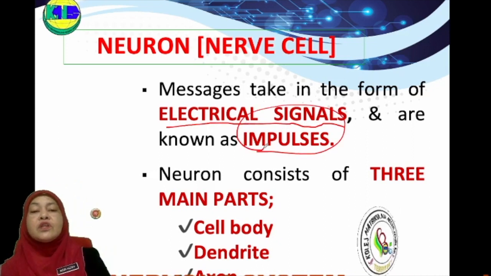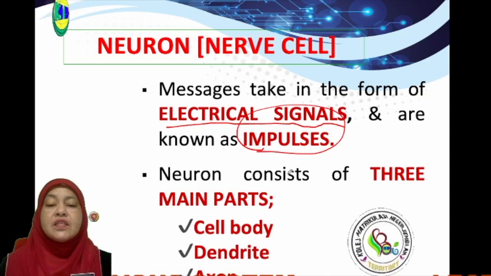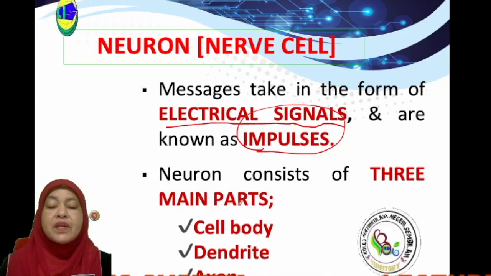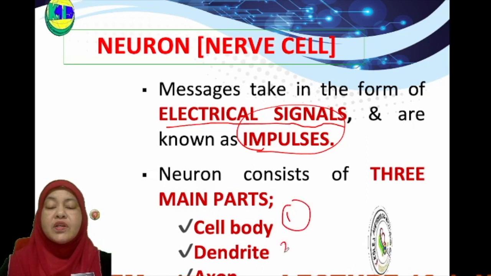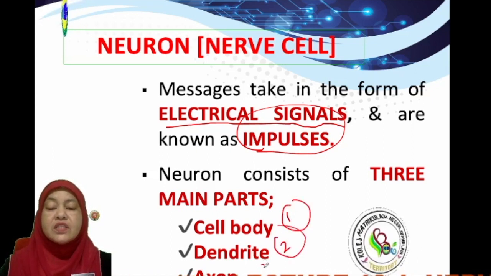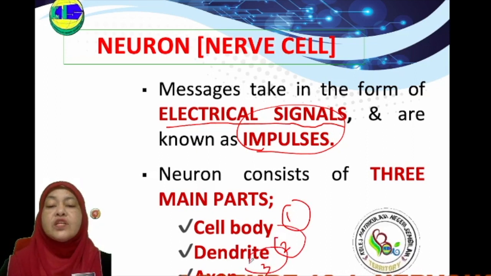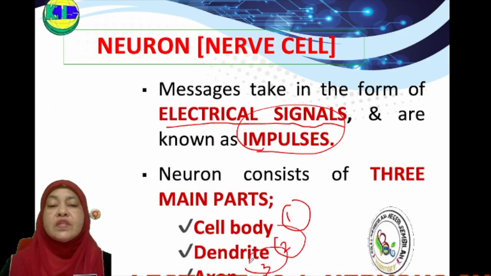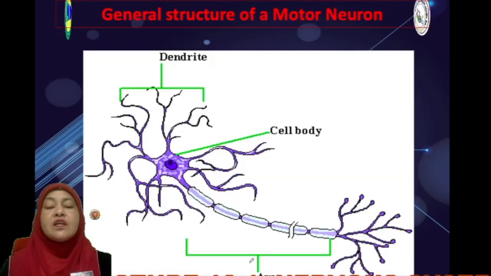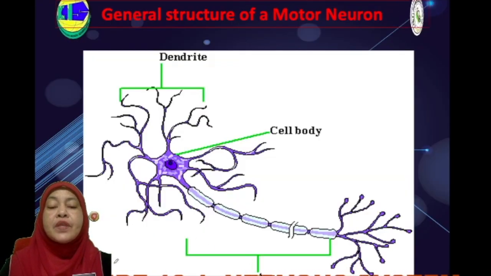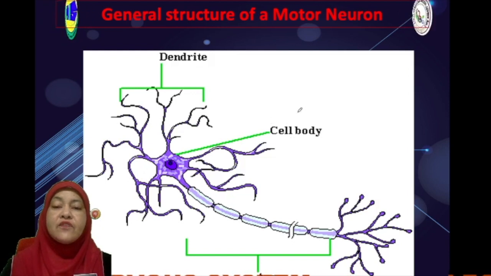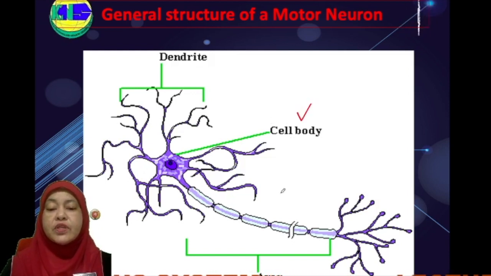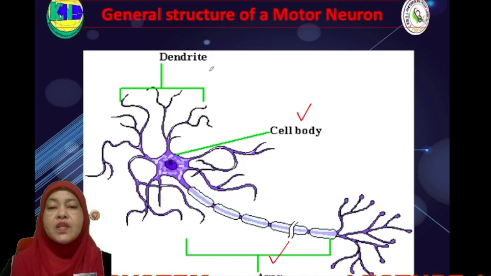When talking about the structure of the neuron or nerve cell, it basically consists of three main parts. What are the three main parts? The first one is the cell body, number two is the dendrite, and number three is the axon. These are the three main parts of our very specialized neuron or nerve cell. This is the diagram showing the general structure of a motor neuron, where you can identify, like the teacher mentioned just now, the cell body, the axon, as well as the dendrite.